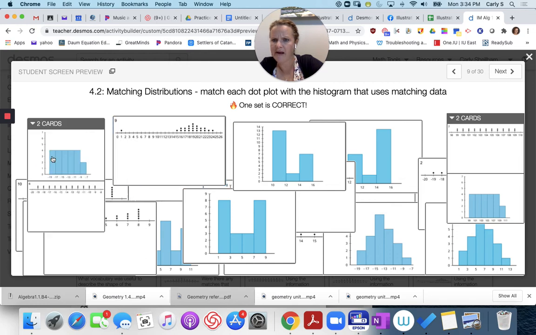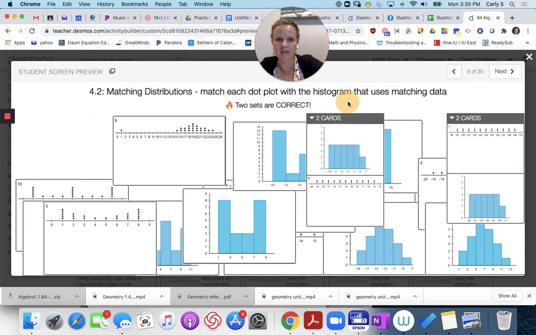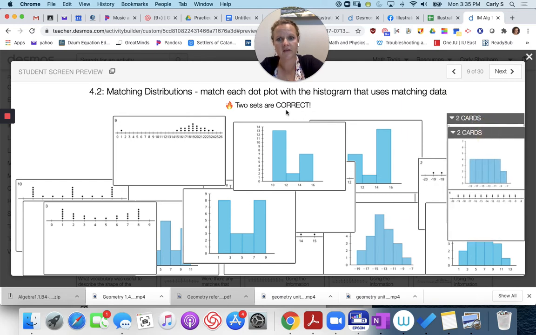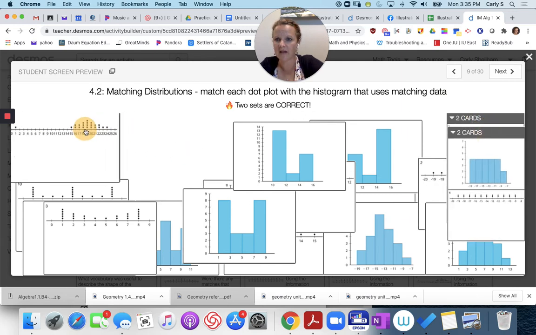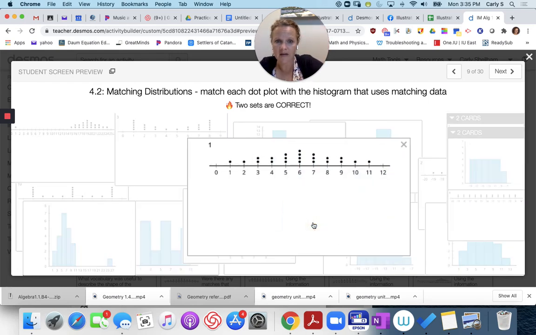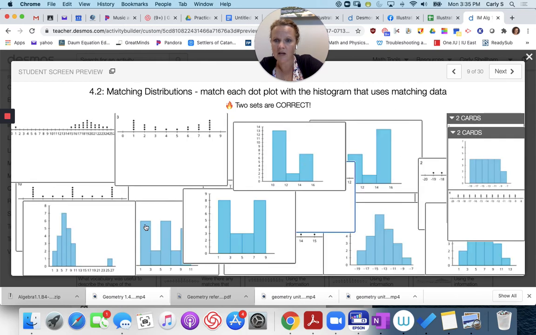So I want them both to highlight, and then I'm going to move it aside. And look, it tells me that 2 sets are correct right there. So I got those 2. Get that out of the way. See if we can find a histogram to match that dot plot. It looks like it's skewed to the right a little bit. So let's see if I can find a histogram that is skewed to the right. I know I can't see them all.